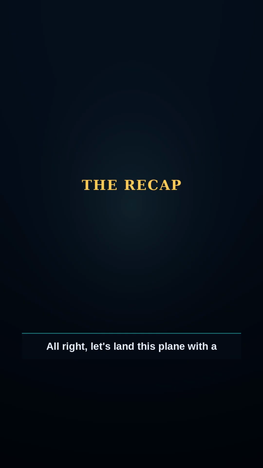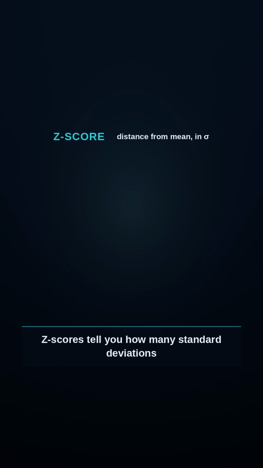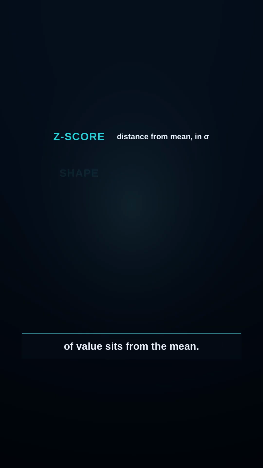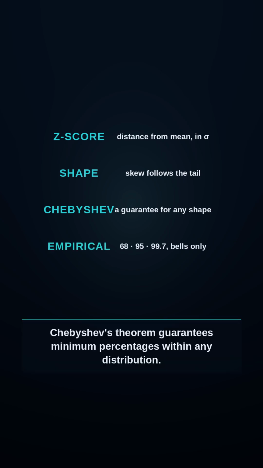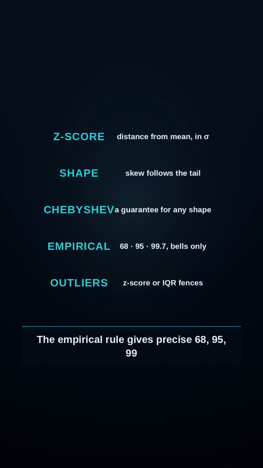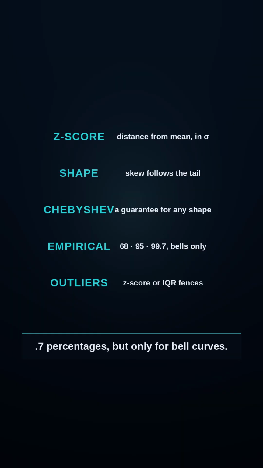All right, let's land this plane with a quick recap. 5 ideas, 20 seconds, go. Z-scores tell you how many standard deviations a value sits from the mean. Distribution shape. Right-skewed means the mean is above the median, left-skewed means it's below, and symmetric means they're basically equal. Chebyshev's theorem guarantees minimum percentages within any distribution. The empirical rule gives precise 68, 95, 99.7 percentages, but only for bell curves, and outliers get caught by either the z-score method or the IQR fence method.